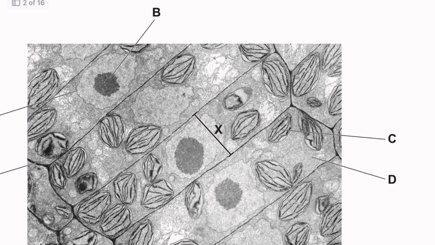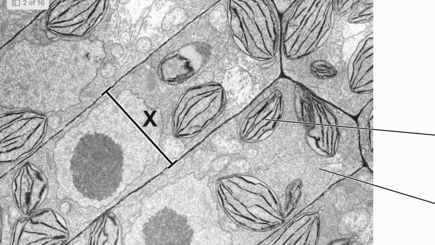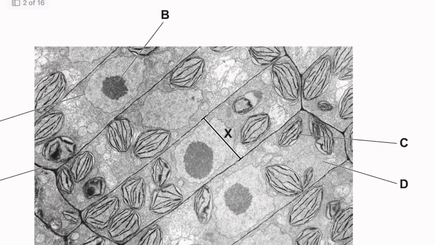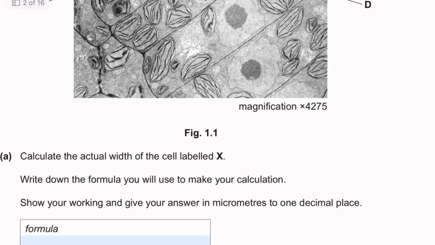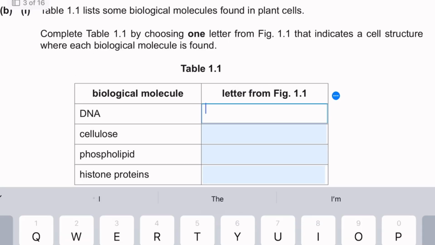And so in this case, obviously granum do not contain DNA. However, if we were to choose chloroplast as a whole, then sure, chloroplast does contain circular DNA. But in this case, I will just choose B. So let's go ahead and write B right here.